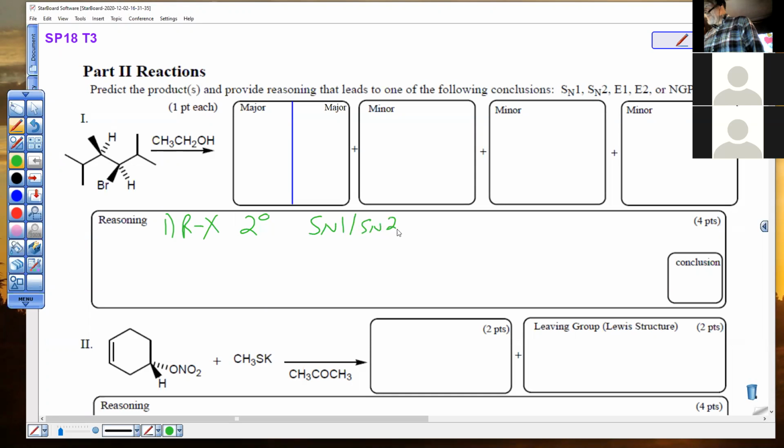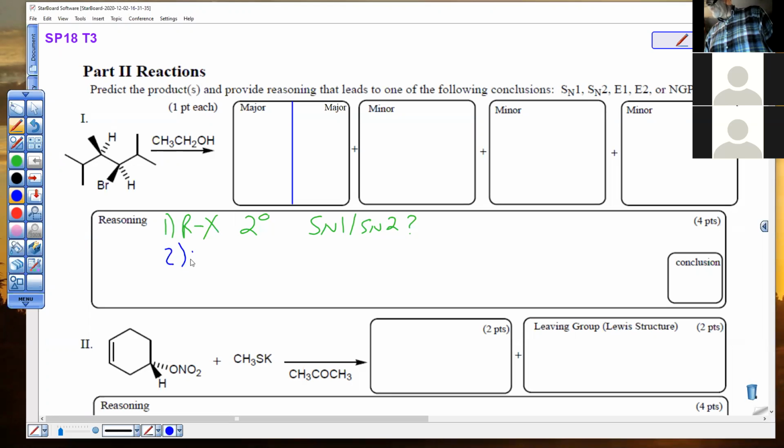So you show me that by doing at least this. This is about a bare minimum to get full credit for that first part. You could make it a full sentence. The Rx is secondary, which leads us to believe it could be SN1 or SN2, but who has time for full sentences, right?